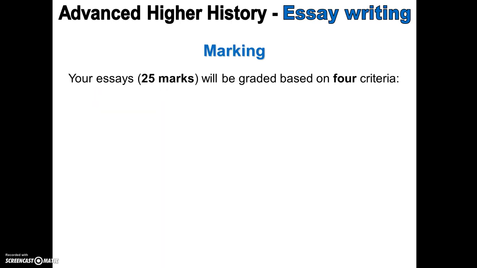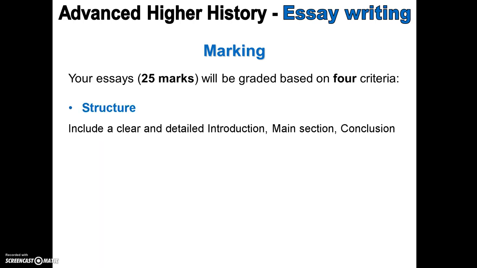In terms of marking, this is how it works. Your essays are worth 25 marks, and will be graded based on 4 criteria. Firstly, structure. This means it's very important that you follow a very clear plan throughout the essay, including an obvious introduction, clear main sections, split into paragraphs, and also a clear conclusion which answers the explicit question being posed.